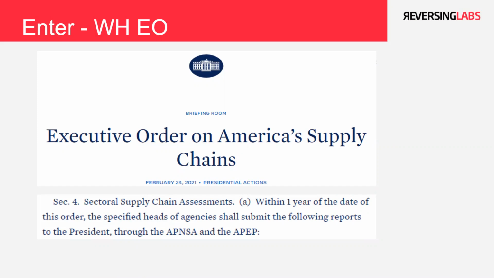But we've got a forcing factor now. We've got the White House executive order with a specific call out to looking at the supply chain and demanding that organizations that are acquiring software, particularly on behalf of the U.S. government, need to make some assessments about where they currently stand, and then start, in many respects, demanding a certain set of information, capabilities, if you will, requirements from their suppliers as they move forward.